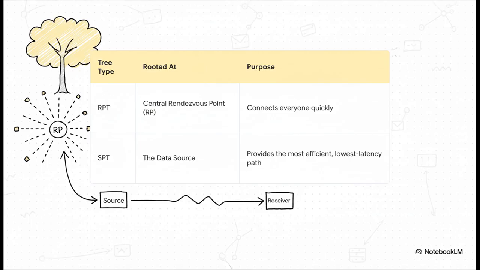First, the network builds what's called a rendezvous point tree, or RPT. Think of the rendezvous point as a central meeting place. It's a really fast way to get everyone connected and start the stream flowing quickly. But once that's up and running, the network switches to a shortest path tree, or SPT. This new tree creates the most direct, optimized path from the source straight to the receiver, cutting out the middleman and giving you the lowest possible delay.